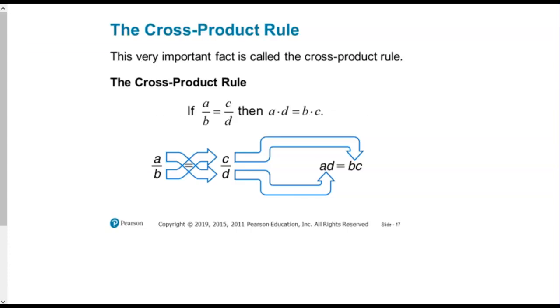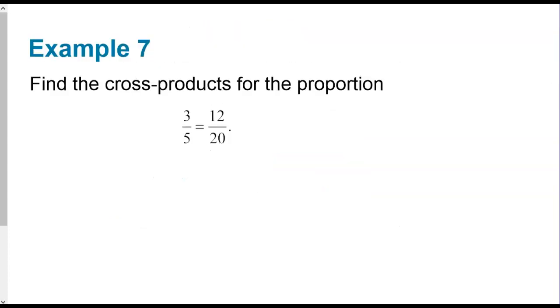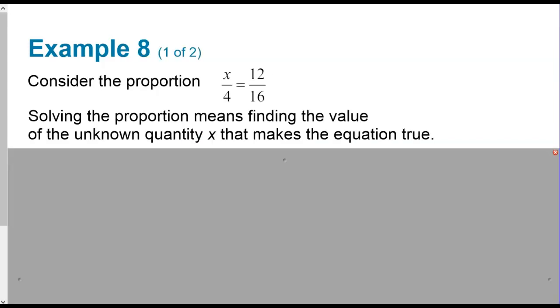So here's a cross product rule written just like the book has it. If this helps you to see it, I wanted to include it. So we're going to find the cross products for this proportion. I'm going to pause and let you try it. Okay, hopefully you stopped the video and went ahead and tried it. If you did, then you can see that 5 times 12 is 60. Bring down the equal sign. 3 times 20 is 60. And so we have the cross products for that proportion.